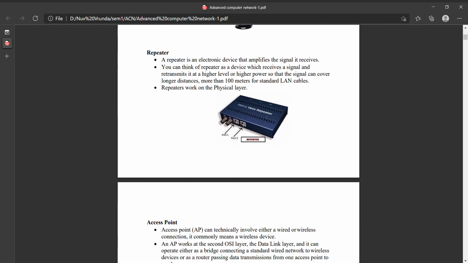Now we see what a repeater is. A repeater is an electronic device that amplifies the signal it receives. Okay, it amplifies the signal, meaning it enhances the strength of the signal. You can think of a repeater as a device which receives a signal and retransmits it at a higher level or higher power, so the signal can travel over a longer distance, more than 100 meters for standard LAN cables. This is how a repeater works.